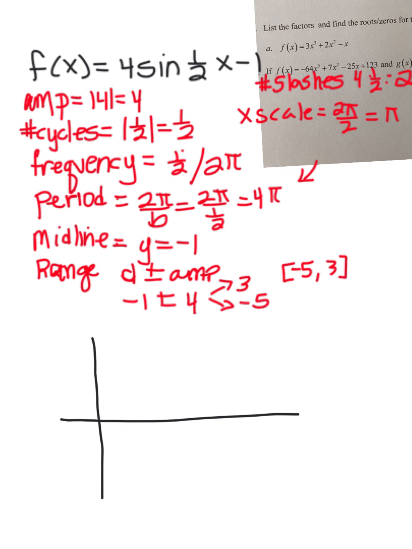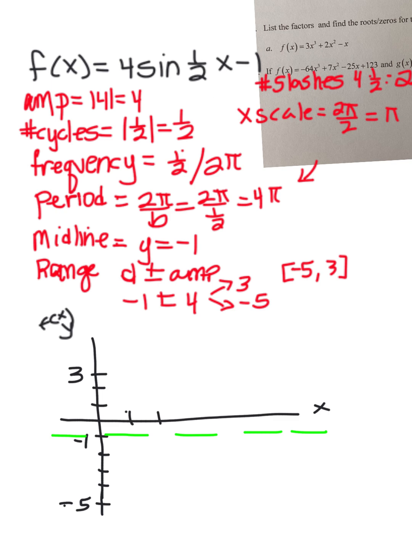All right, so the midline is at -1. And we're going up and down to -5 and then 3. -2, -3, -4, -5. And 0, 1, 2, 3. Graph the midline. Remember, this is your x-axis, this is the y-axis, or f of x. We have 2 slashes, 1, 2. Now remember, that's only a half a curve, right? Because that's the period here.